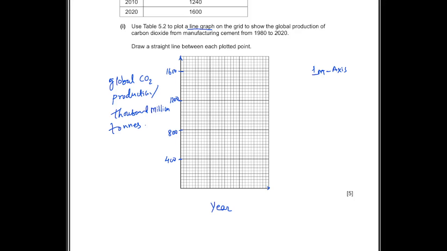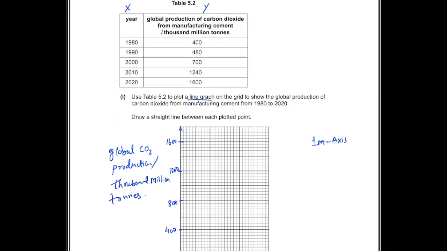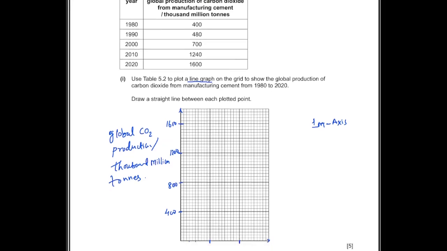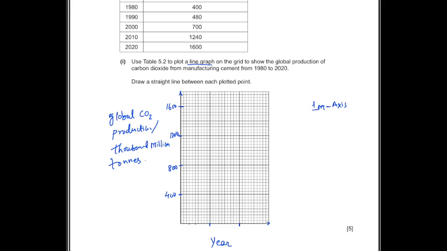Is it possible? 2, 3? No. So we have to check with, okay, if we mention this one, 1980, 20, so all 10 years of gap is there.